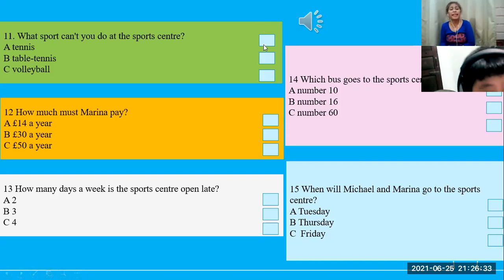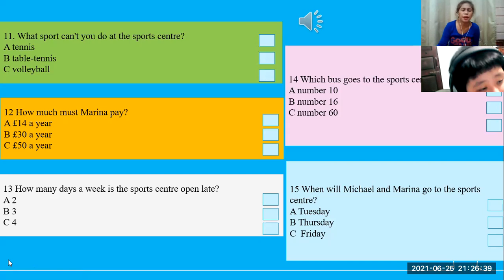What sport can't you do at the sports center? What is it that you can't? B. Letter B. B, teacher, it's table tennis. It's letter A, not letter B.